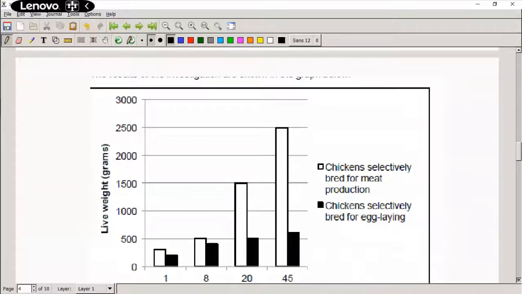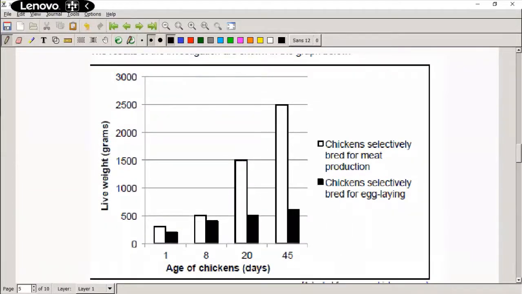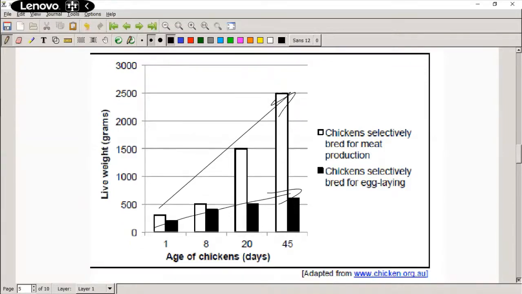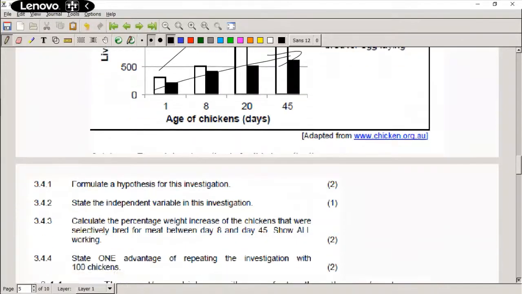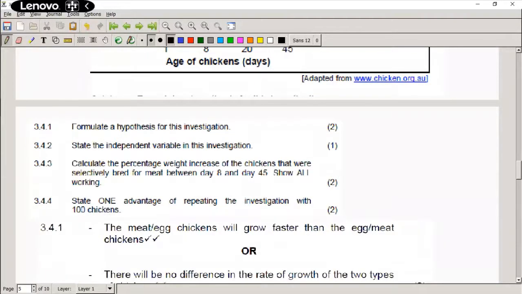And they give you the results there. And you can see the chickens that were selectively bred for meat production grow a lot quicker than those that are bred to produce eggs. So formulate a hypothesis for this investigation. So, ladies and gentlemen, we can say either that the meat or egg chickens will grow faster than the egg or meat chickens. So that means that it doesn't matter which way you go, it's going to be right because it's only a hypothesis. It's before you see this table that you set a hypothesis.